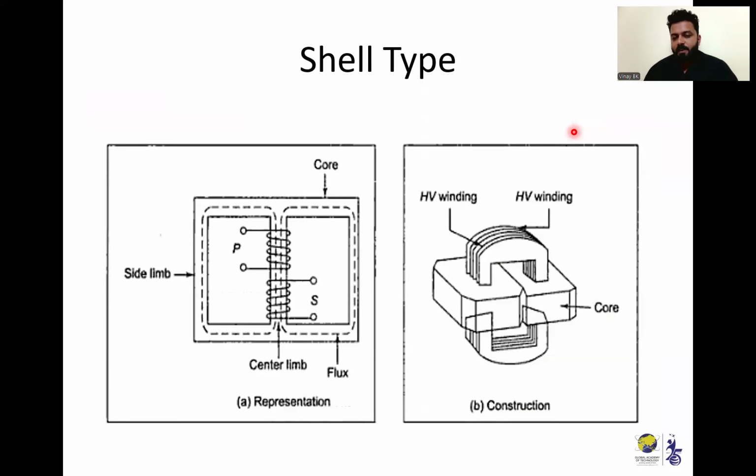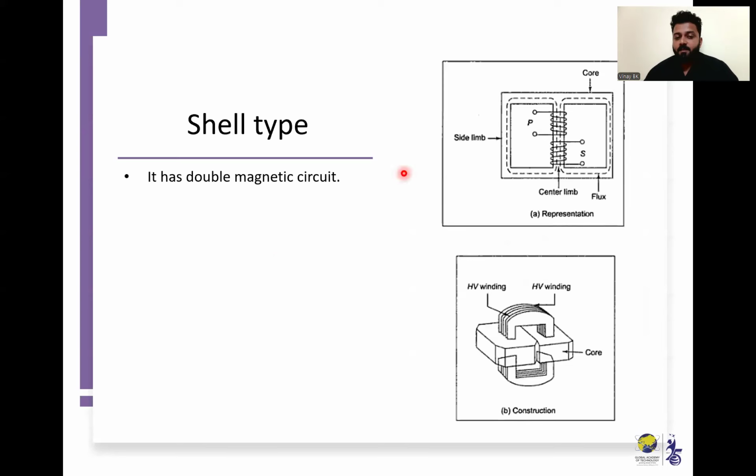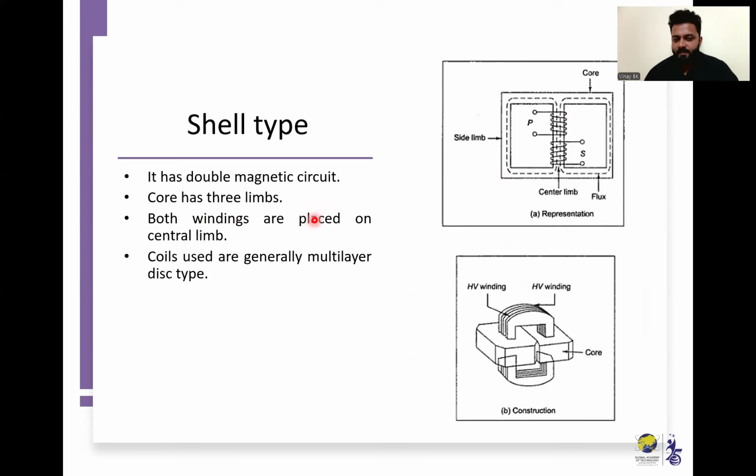Shell type of transformer is a double magnetic circuit. You can see this is the first magnetic circuit and this is the second magnetic circuit. Here both primary and secondary windings are wound on the central limb of the transformer. The core has three limbs and two yokes, and in the central limb both the windings are placed.